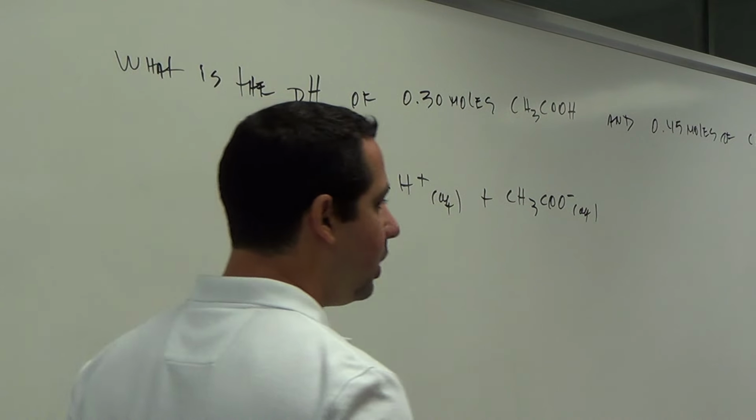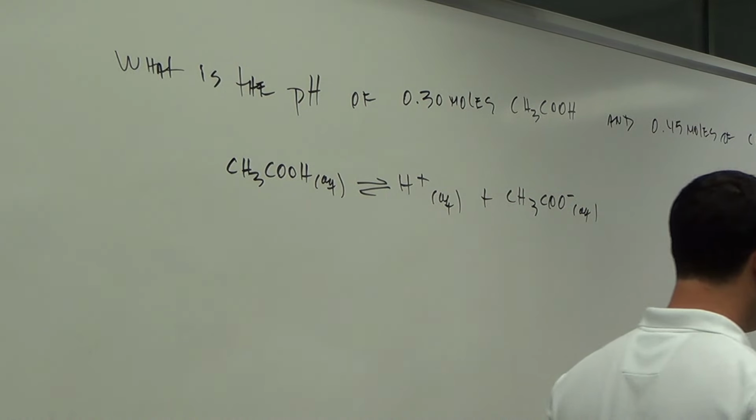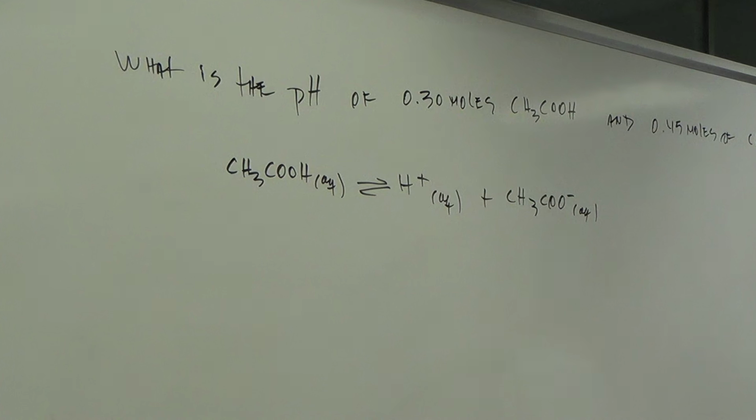Okay, guys, what do we do here? We have to do a what? An ICE chart, yes? What do we need to do an ICE chart? Initial concentrations. Okay, we have that. What else do we need? We could have equilibrium numbers if I'm asking for Ka. But I'm not asking for Ka. I'm asking for pH. You need equilibrium numbers.